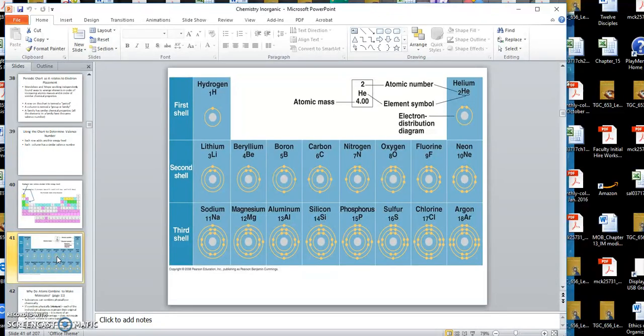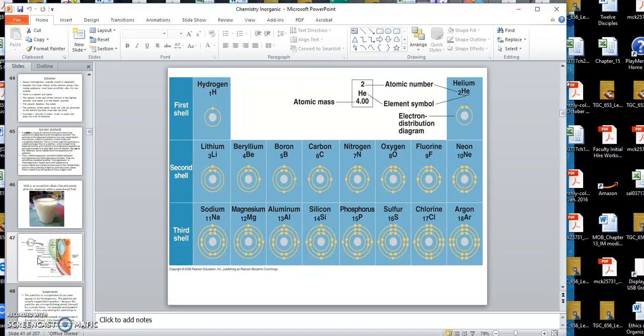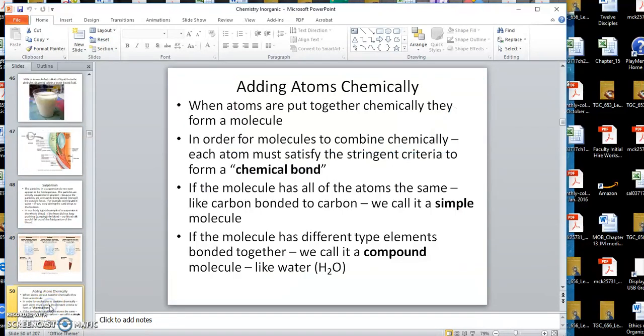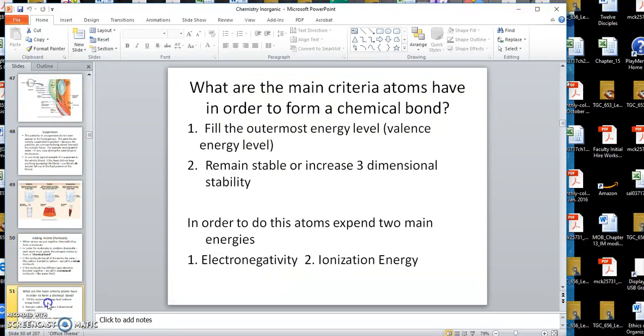Okay, in our periodic chart, from this little excerpt, these atoms here are called the inerts. They already have a filled outer shell. Helium has 2 electrons in the first shell. Neon, 10: 2 in the first, 8 in the second. So the inerts have no reason usually to reach out and form a bond unless you destabilize them. Okay? So the main criteria is to fill that outermost shell.